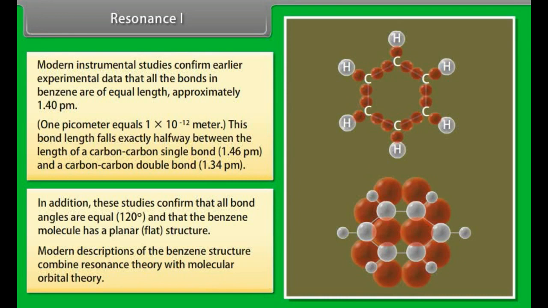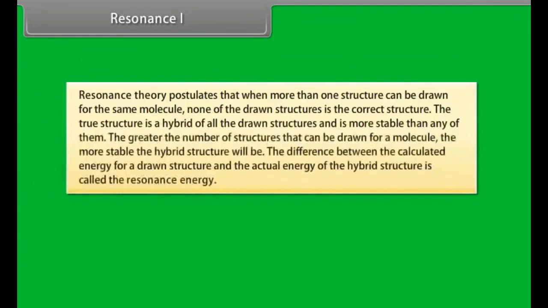Modern descriptions of the benzene structure combine resonance theory with molecular orbital theory. Resonance theory postulates that when more than one structure can be drawn for the same molecule, none of the drawn structures is the correct structure. The true structure is a hybrid of all the drawn structures and is more stable than any of them. The greater the number of structures that can be drawn for a molecule, the more stable the hybrid structure will be.